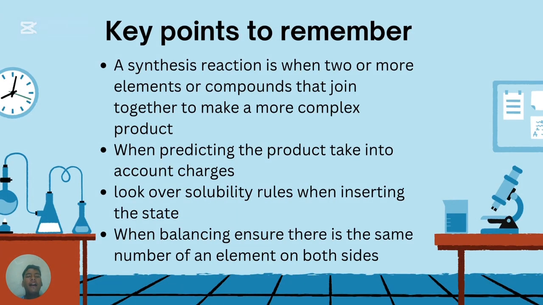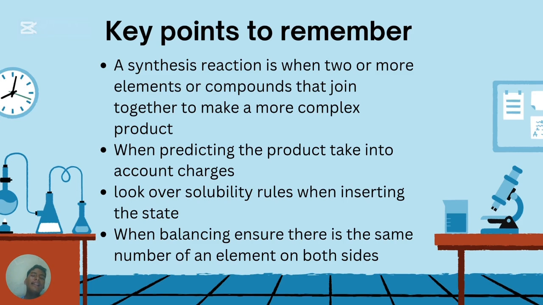We've gone over some key points to remember when you're done with this. A synthesis reaction is when 2 or more elements or compounds join together to make a more complex product. Remember, when predicting the product to take into account charges. And then look over solubility rules when inserting the state symbols, because you need to remember which ones are aqueous or whether they're solid, liquid, or gas.